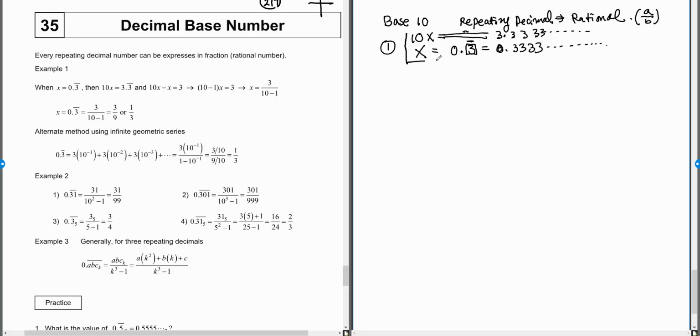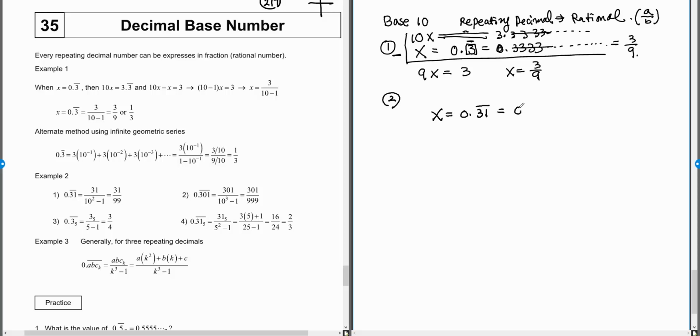Now take this one out. 10x minus x is what? 9x. That equals 3. All the others repeat forever. So the value of x actually equals 3 over 9. That's it. Okay.